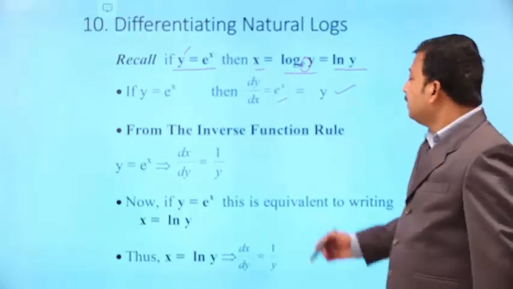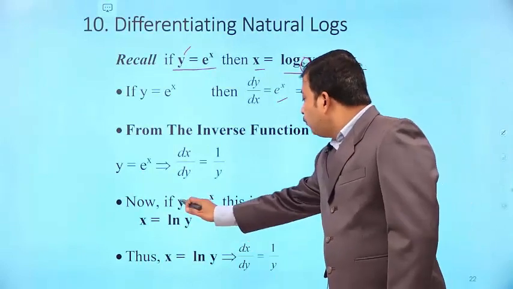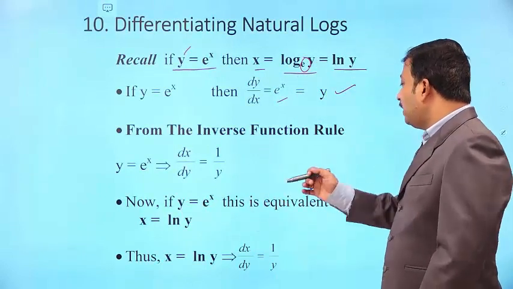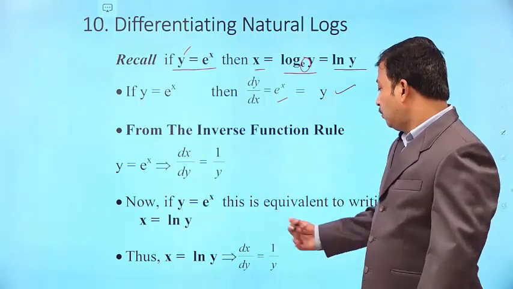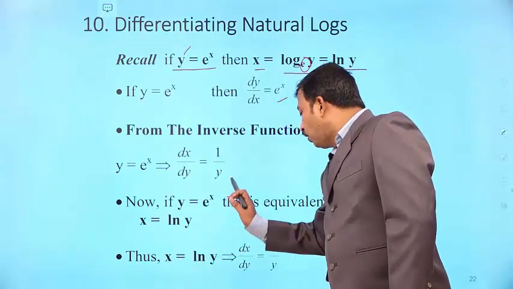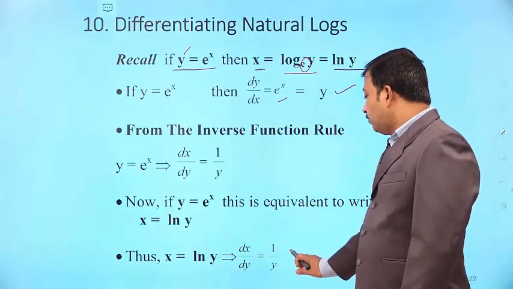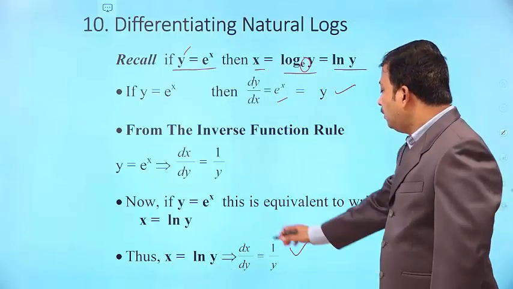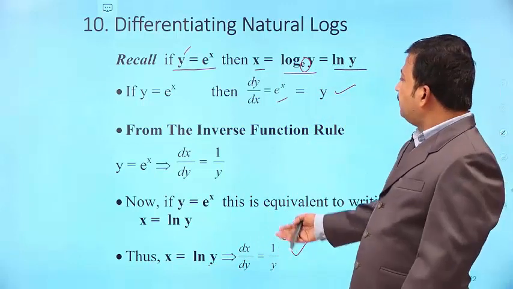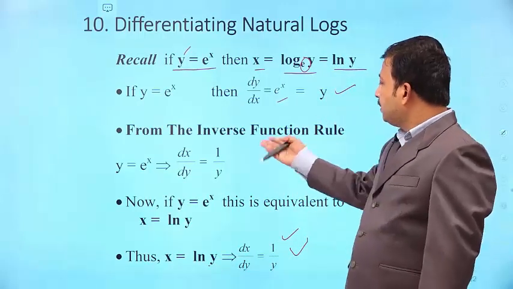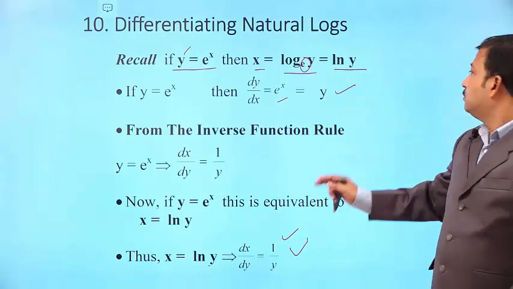Now, if y is equal to e to the power x, this is equivalent to writing x equal to log y. Is it clear? So, x equal to log y is nothing but dx by dy equal to 1 by y. So, the derivative of ln y is equal to how much? 1 by y. So, this can be derived from the inverse function rule also, right?